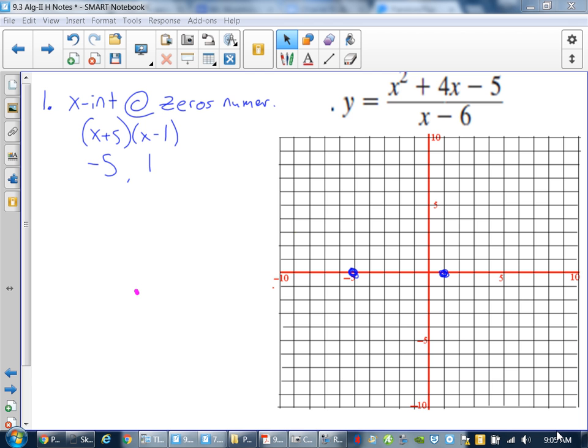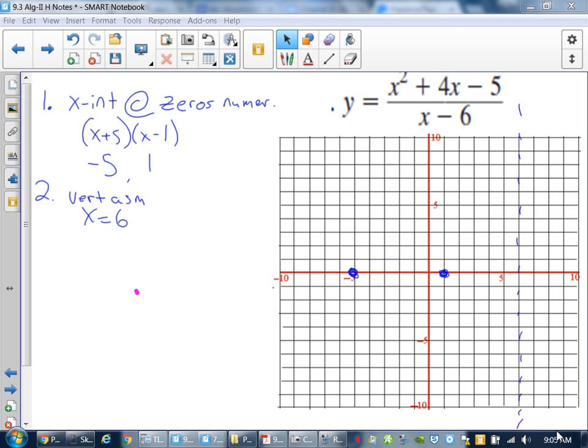I only have one vertical asymptote, because I only have 1 zero in the denominator. Where's my zero of the denominator? 6. So the second step would be to get my vertical asymptote, which is at x equals 6, and I plot that. Now I've got zeros and the vertical asymptote.